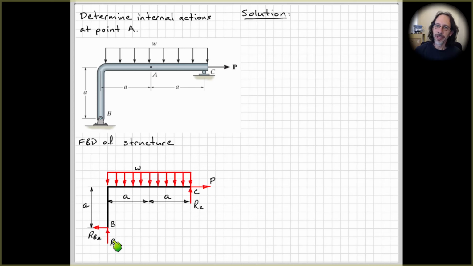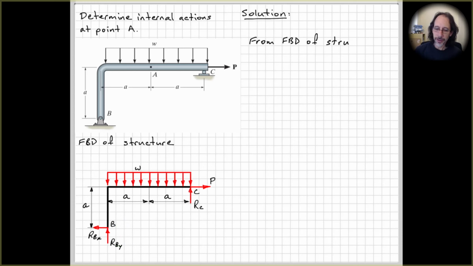How do we work out whether RBY is going to be acting upwards or downwards? If we imagine that we take moments about point C, the distributed load is tending to cause this to rotate anti-clockwise about C. But then we've also got this RBX tending to rotate anti-clockwise about C as well. So for RBY, it's perhaps a little bit difficult to work out. So let's just show it acting vertically upwards.